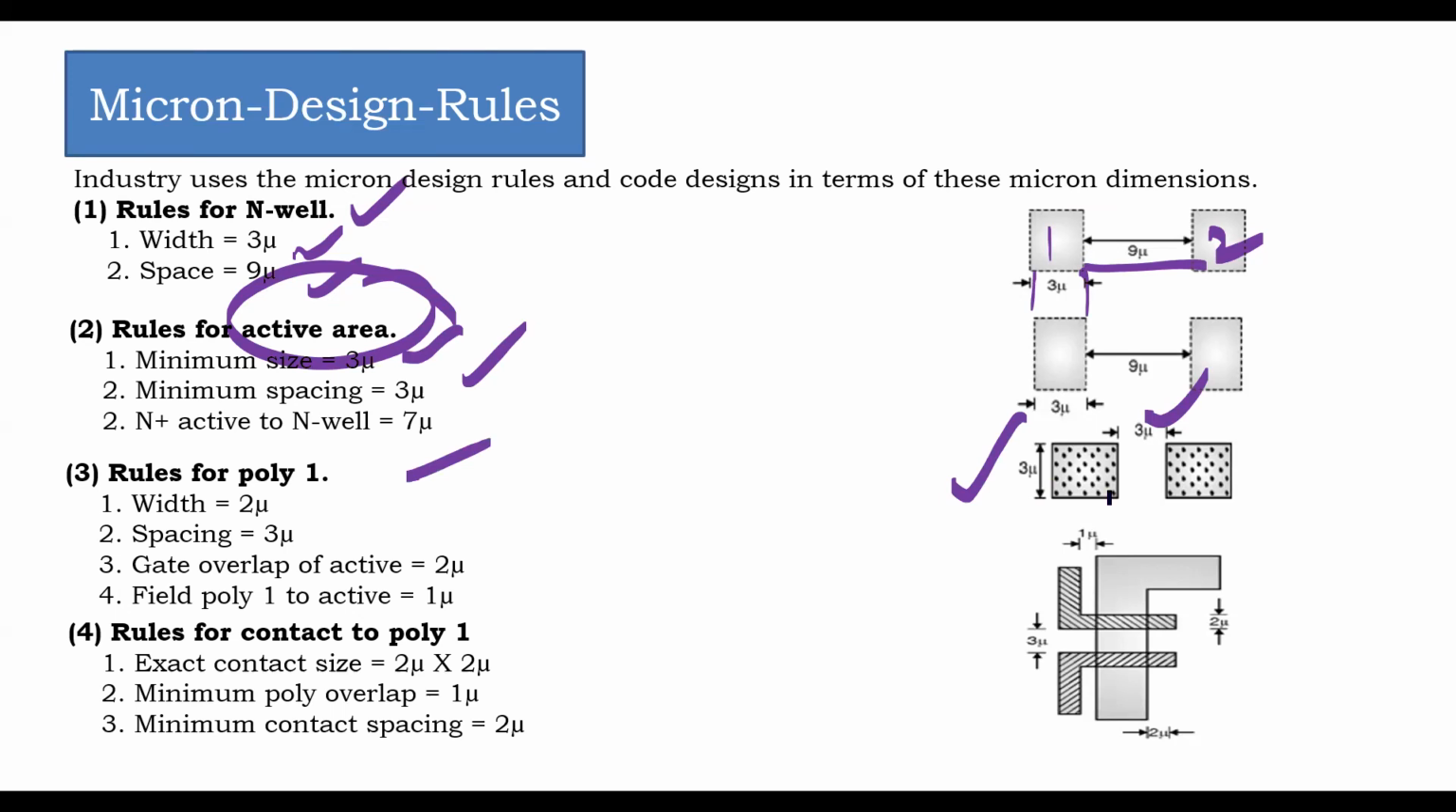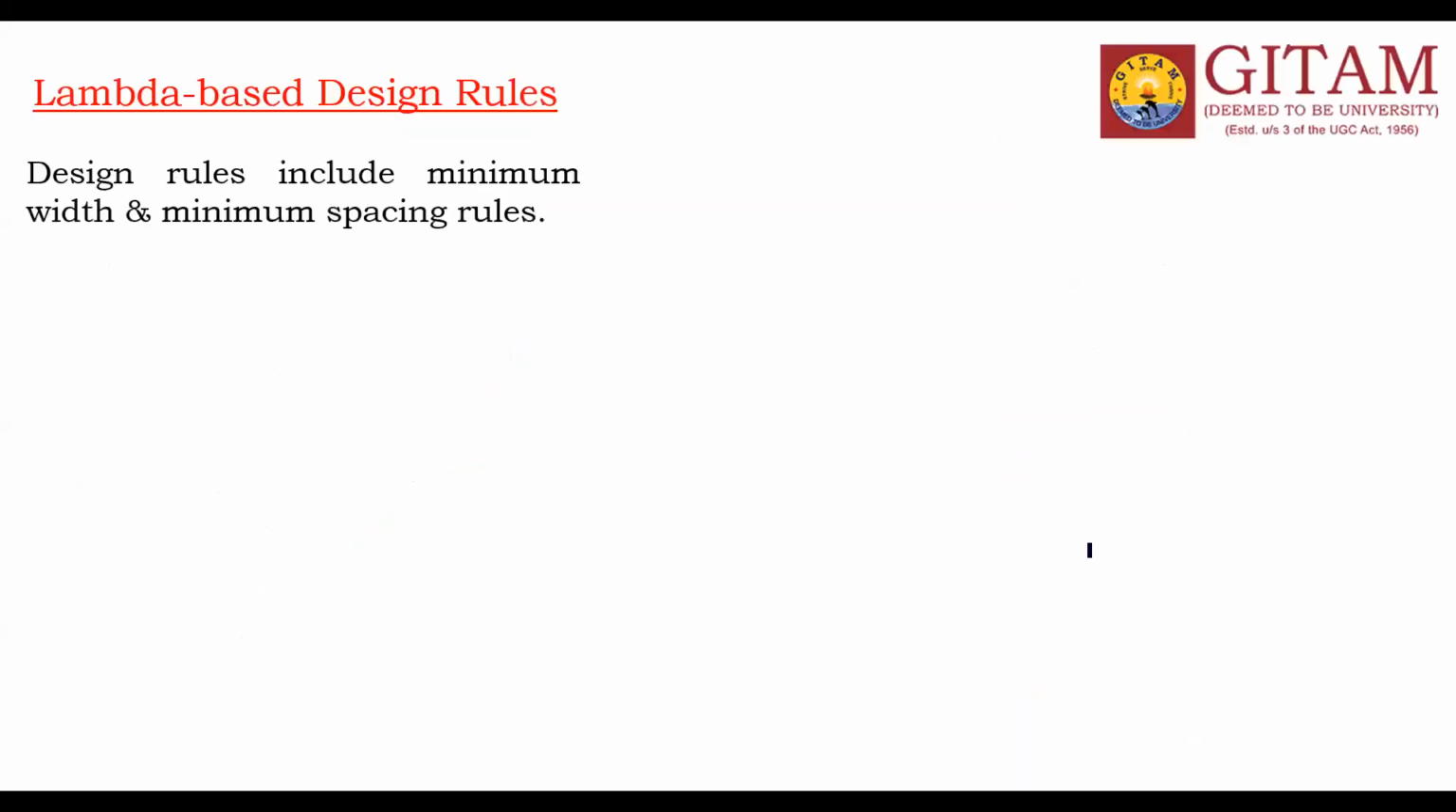And rules for poly 1. This is the poly 1. Okay, 2 polys are there. So minimum space is 3 lambda, width is 2 lambda. Next, gate overlap of active is 2 lambda. Here is 2 lambda. Next, field poly 1 to active is 1 lambda. So like this, micron design rules are there. Okay.